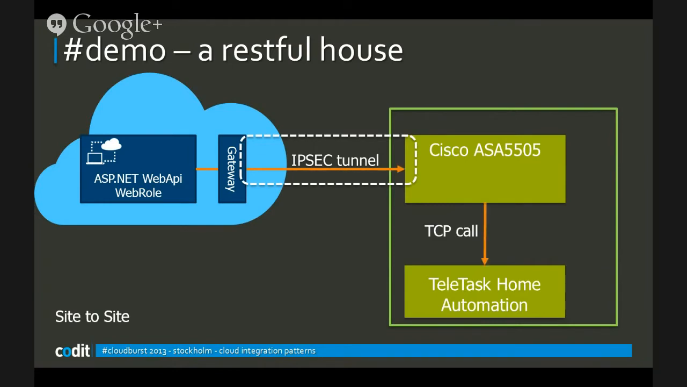So from my cloud role, I have just an MVC web API. And there I can just do something like a TCP call to 192.168 and so on. And it would be like this one would be running in the same network. That's what I set up.